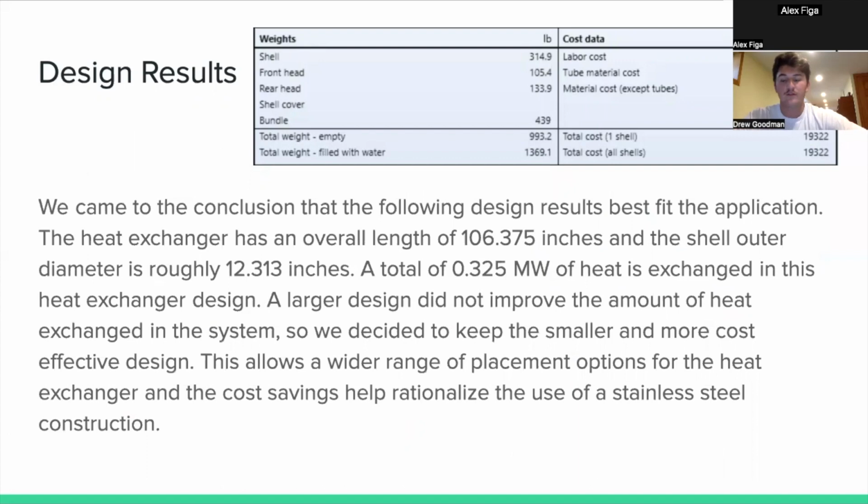So after we designed all this and went through the different combinations we could make, we decided that this design would be the best for this assignment, and the overall length of the heat exchanger is 106.375 inches, which is about 9 feet, which is much shorter than the maximum. And the outer diameter is roughly 12.3 inches, and it exchanges 0.325 megawatts of thermal energy. A larger design did not improve the amount of heat exchanged in the system, so we decided to keep it smaller, which allows for a wider range of placement options for the heat exchanger, and it helps save money, which helped rationalize the use of stainless steel construction.